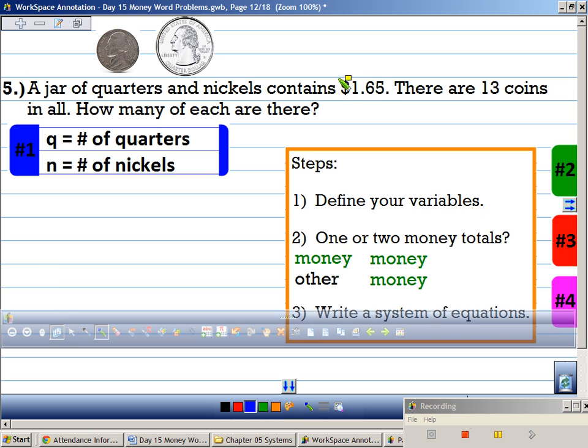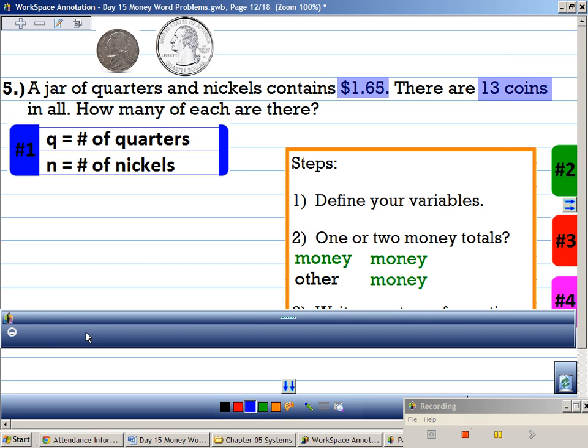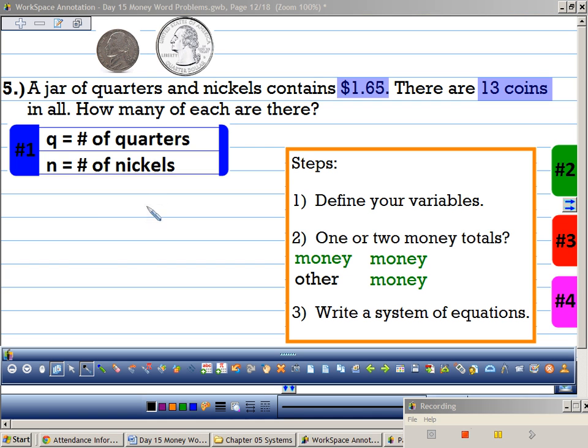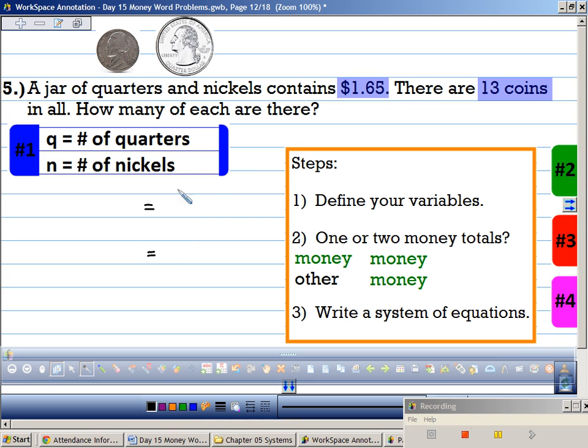Okay, a jar of quarters and nickels contains $1.65. There are 13 coins in all. Is this a money or a money other? Money total or money other total? Okay, we have $1.65. Can I just write 165 cents? Yeah, right? I could write 165 cents, or I could write $1.65. Okay, so there's my money total. What's the other total we have?